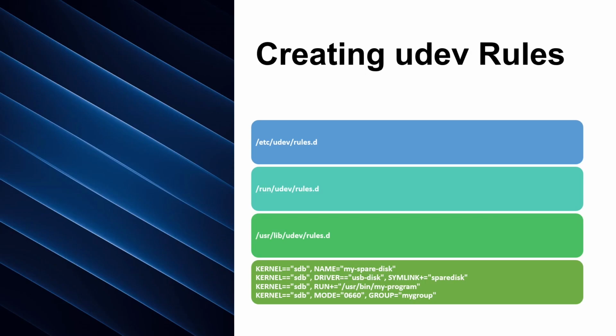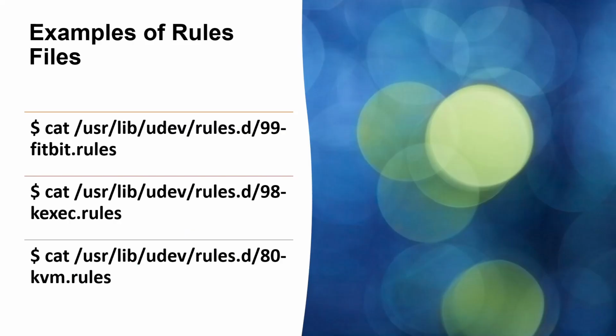You can always see man udev for an explanation of the key values, such as symlink and run, right? Examples of rule files. Let's see some examples of rule files. If you have a Fitbit, you can see one like that. The second one is an example for creating crash dumps in the fast kernel, loading with kdump kexec, right? And the third one is an example for the KVM virtual machine hypervisor.